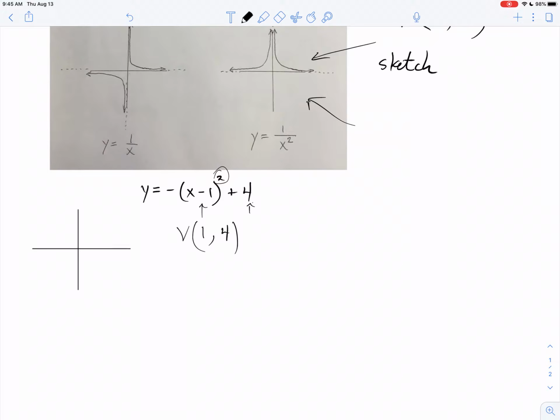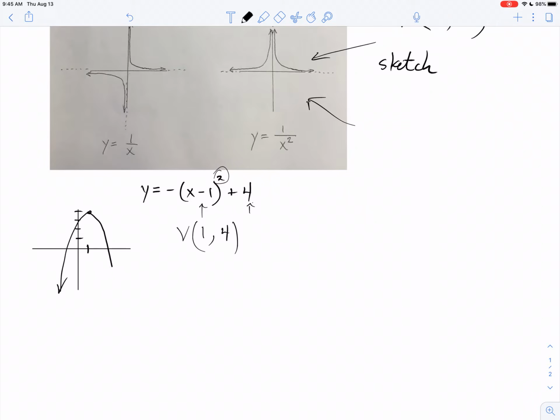But he will obey the exact same rules of motion that this parabola does. So here we go. I'm going to go 1 to the right. I'm going to go up 4. Boom. This graph opens downward. So I'm going to go like this.